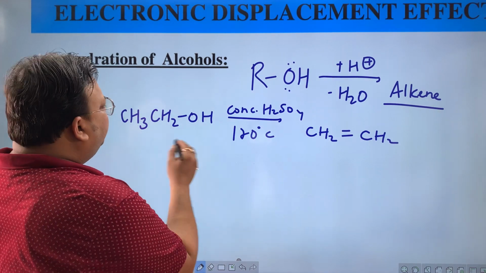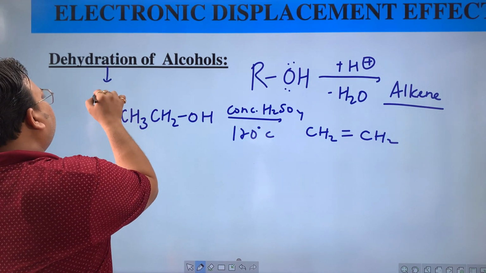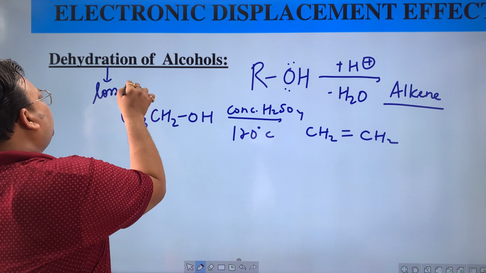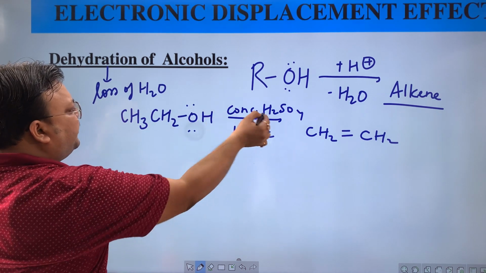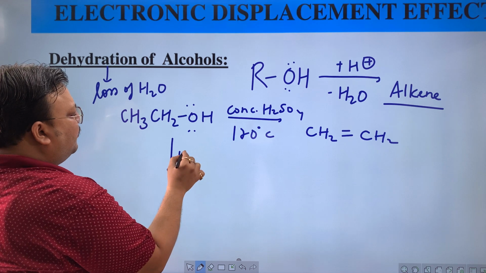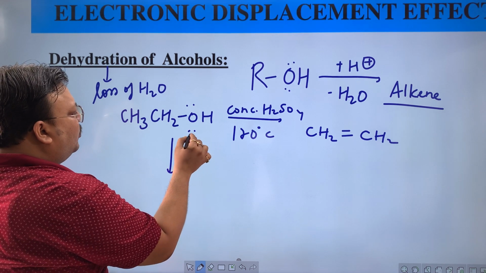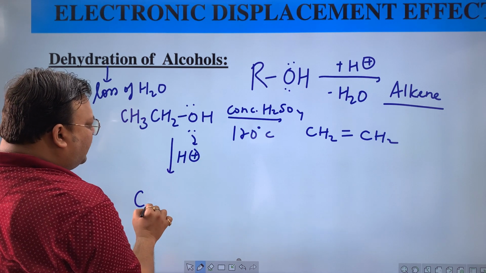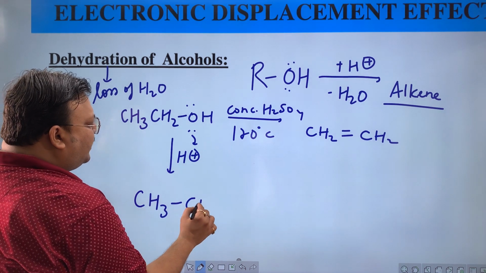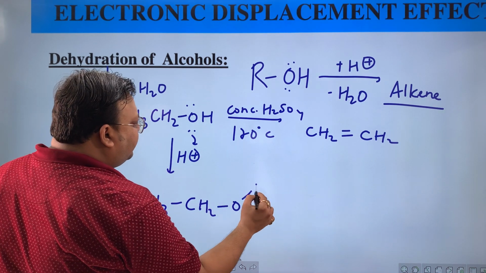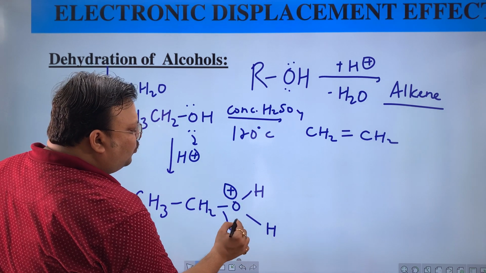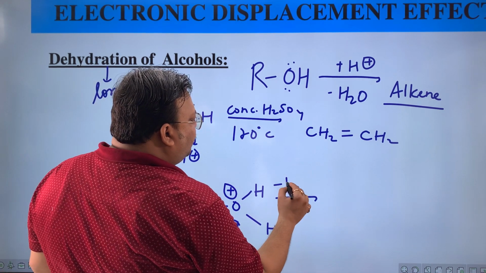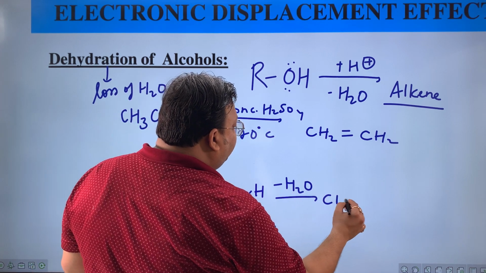This is loss of water, this is dehydration of alcohol. Dehydration means loss of water. And the loss of water in acidic medium would occur in this way. The lone pair will coordinate with H plus. When it coordinates with H plus, things you'll want to practice, oxygen becomes positive because of having 3 bonds, and it loses water. So the intermediate every time will be a carbocation.